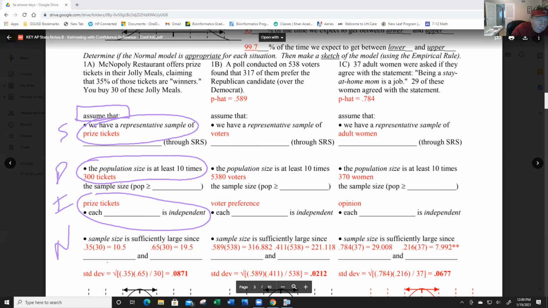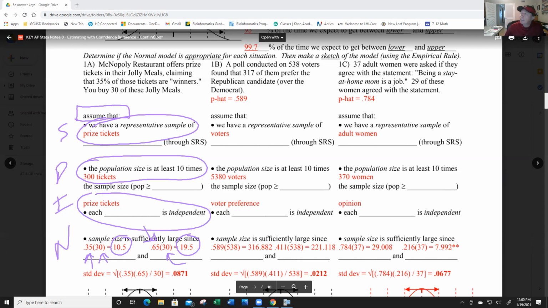Now you've got to see if you have enough samples, okay? Here's N, 30. Here's P, 0.35. N times P is bigger than 10. It's 10.5. And then here's N, 30. Here's 1 minus P, 0.65. That is 19.5. We have enough for a normal curve. We're good. So we have met the 4 criteria to do this.